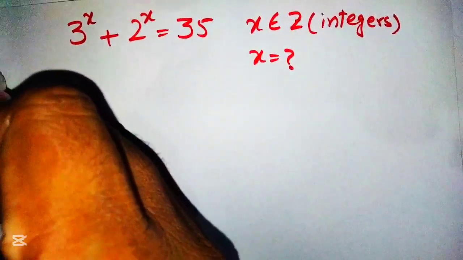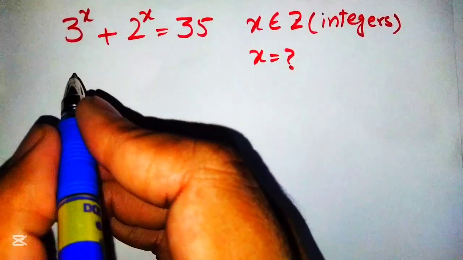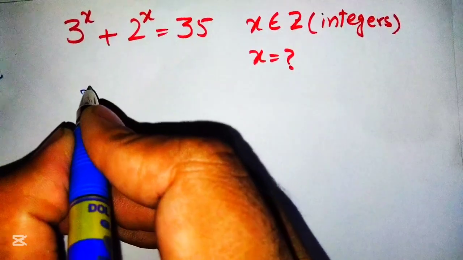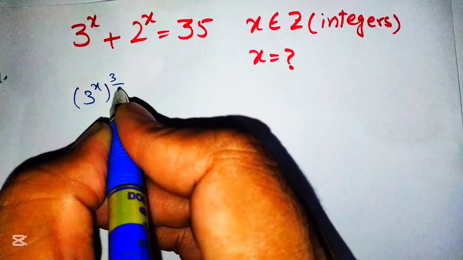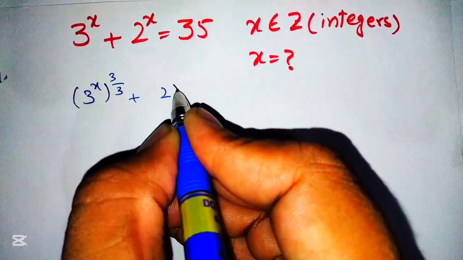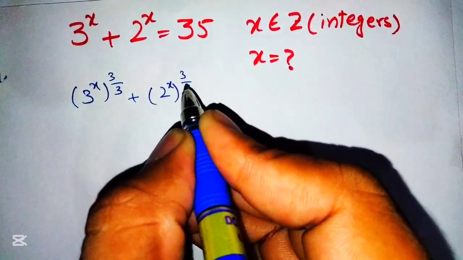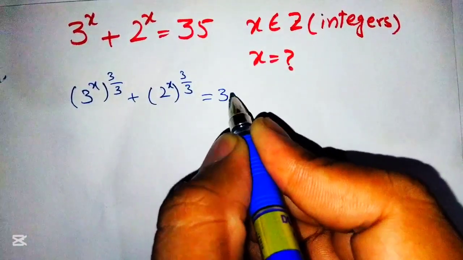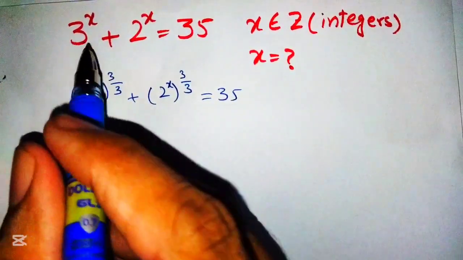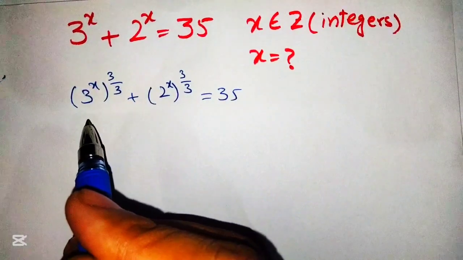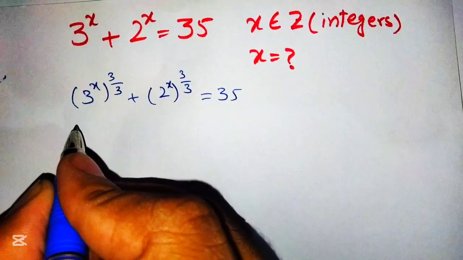To solve this, first we will rewrite the given equation. We can write it as (3 raised to power x) whole raised to power 3 over 3 plus (2 raised to power x) whole raised to power 3 over 3 is equal to 35. This 3 over 3 will be cancelled out and we will get 3 raised to power x again.